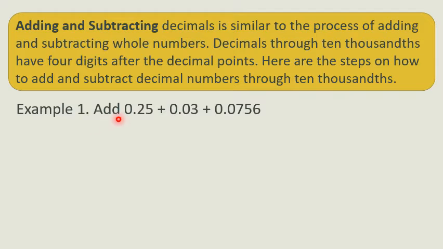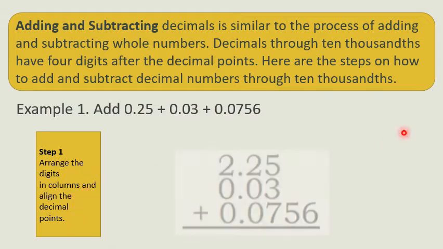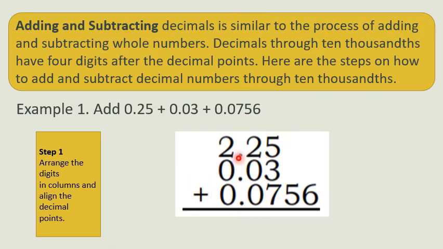For example, we have yung number 1 natin, add 25 hundreds plus 3 hundreds plus 756 10,000s. So, ang first step daw natin is to arrange the digits in columns and align the decimal points. So, arrange muna natin siya ng pababa. Baguhin natin itong nasa unahan. Dapat ito ay hindi 2. Ito dapat ay 0. Nagkamali ng type sa module natin.